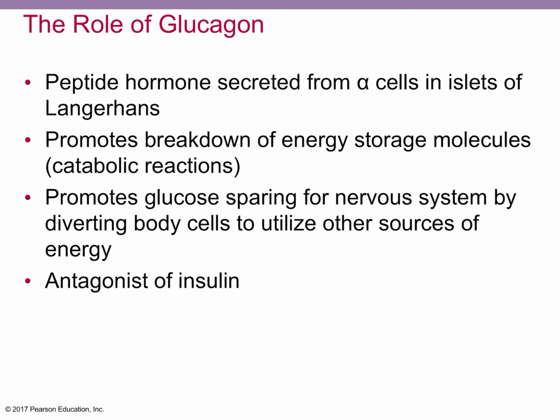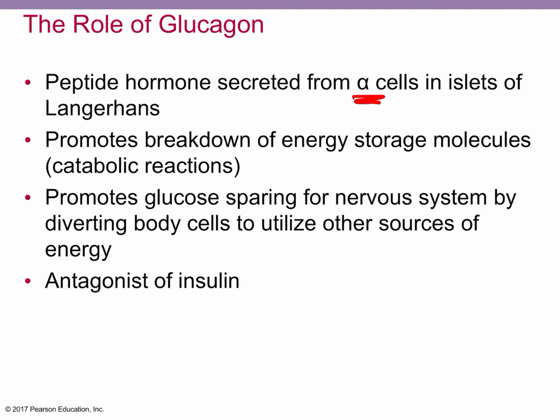All right, let's look at glucagon. This is an antagonistic hormone to insulin. It does the opposite job of insulin. So it's a peptide hormone, just like insulin is, and it's secreted from alpha cells of the islets of Langerhans. And this is going to be the opposite, right? So whereas insulin promotes anabolism, glucagon is going to promote catabolism, and you're going to start to break down your energy stores.